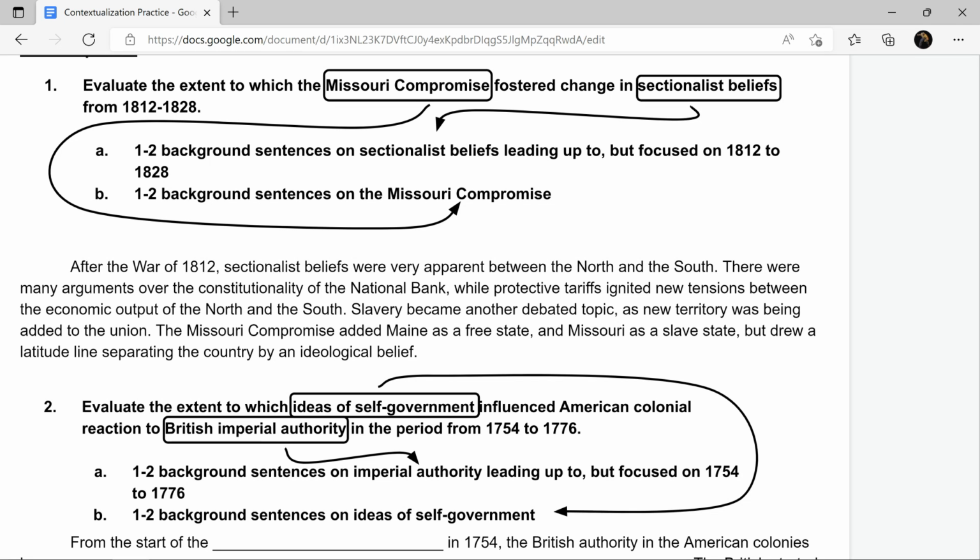The argument is now drawn back to the prompt. The prompt has to do with the Missouri Compromise, yes? They're saying the Missouri Compromise, fact, added Maine as a free state and Missouri as a slave state. Fact, right? But it drew a latitude line separating the country by ideological beliefs. That's that student's argument. That's why I said I can argue that's a thesis statement.